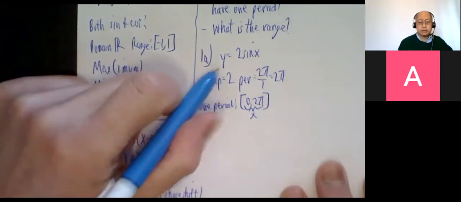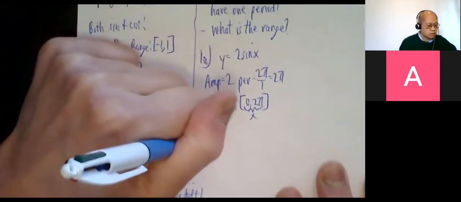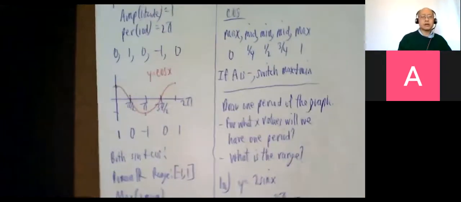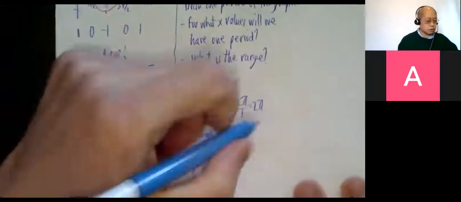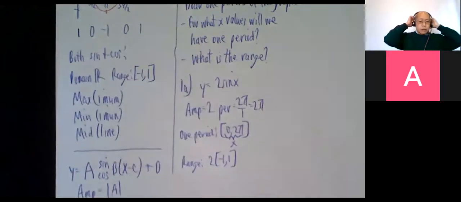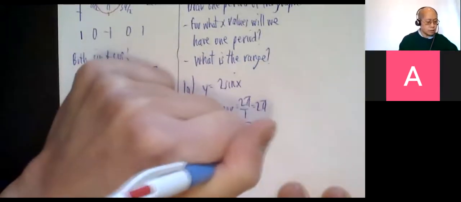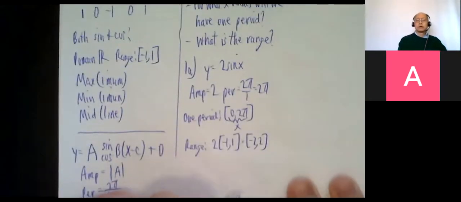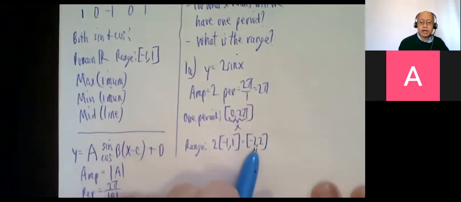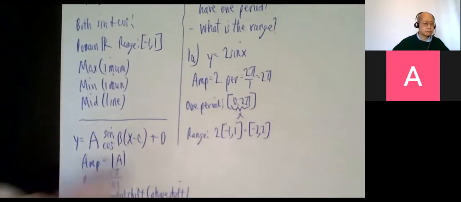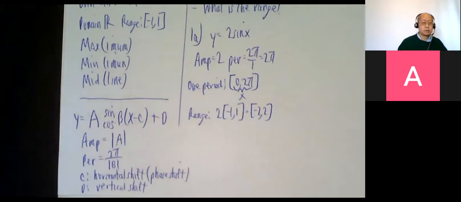The amplitude is 2. So here's how we find the range. We take the normal range of either cosine or sine, which is -1 to 1, but we're multiplying it by 2. Here's the way I'm going to write it. 2 times -1 to 1, which is -2 to 2. So the lowest is -2, the highest is +2. Okay.